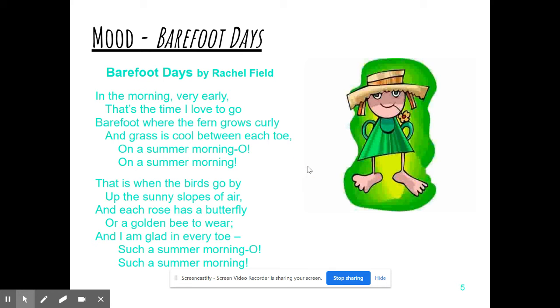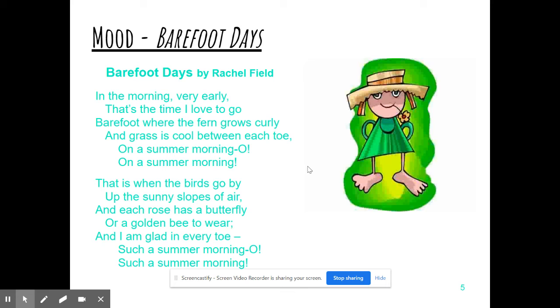Here's an example, Barefoot Days by Rachel Field. In the morning, very early, that's the time I love to go, barefoot where the ferns grow curly and the grass is cool beneath each toe. On a summer morning, oh, on a summer morning, that's when the birds go by, up in the sunny slopes of air, and each rose has a butterfly or a golden bee to wear, and I am glad in every toe. Such a summer morning, oh, such a summer morning, oh.